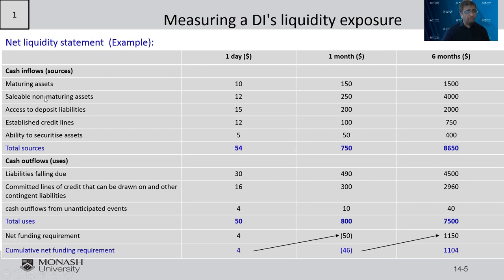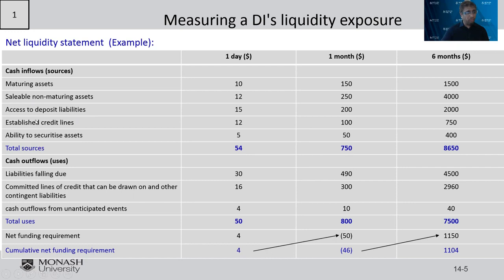This is the sellable. What we call a sellable means: when you sell your assets, if you decide to sell them, how much they will give you. And then you have access to deposit liabilities, whether you can actually take deposits, the deposits that will be deposited in your account, either from retail depositors or from the interbank, from other banks.